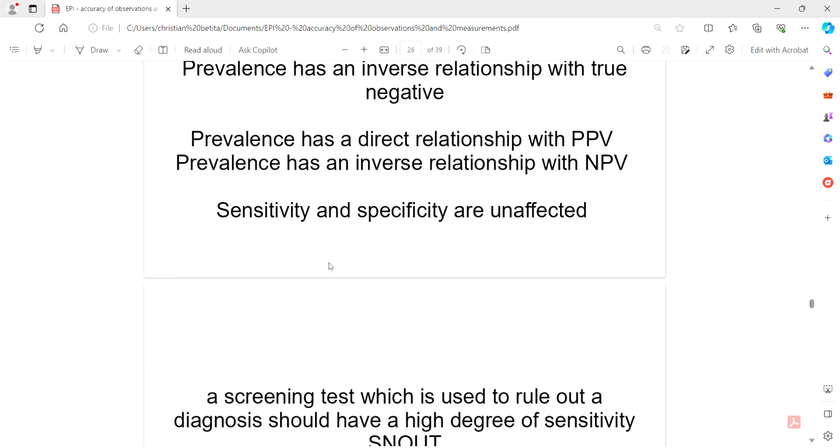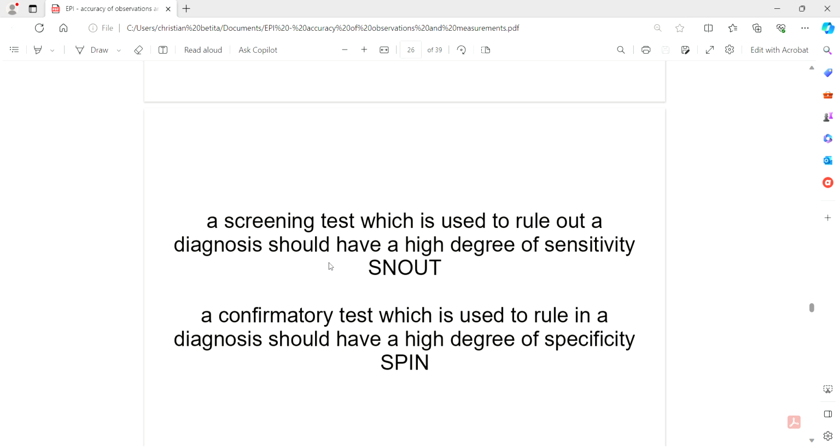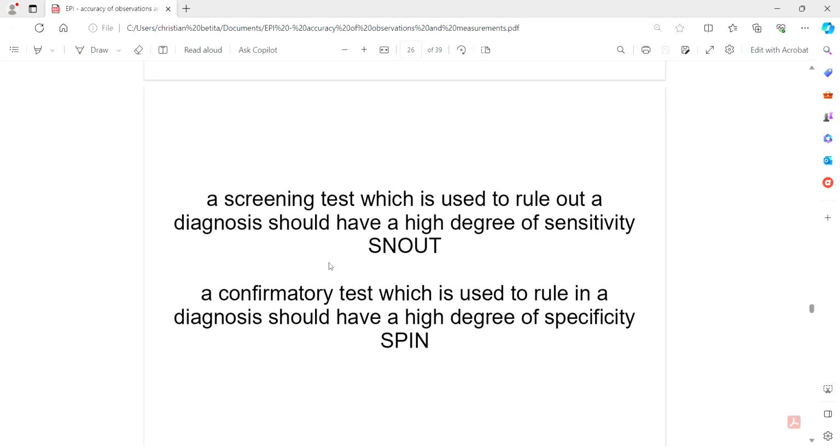So a screening test, which is used to rule out the diagnosis, should have a high degree of sensitivity. Sensitivity, when it is negative, it rules out. So hence the mnemonic SnNout. A confirmatory test, which is used to rule in a diagnosis, should have a high degree of specificity. Specificity, when the test is positive, it rules in: SpPin.